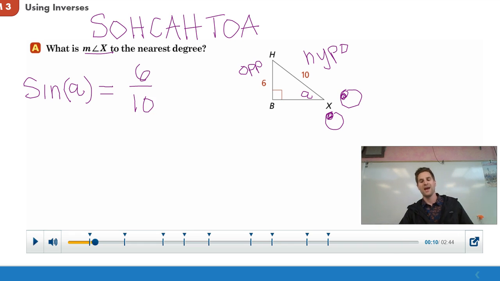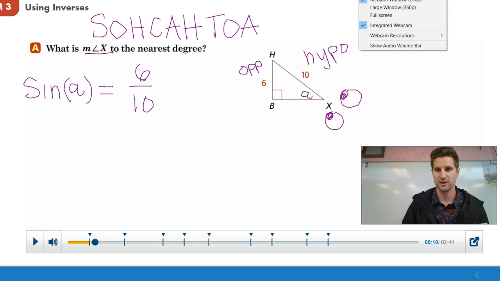Okay, how do I do this? Well, I want to get A alone. To get A alone, I have to get rid of sine. To get rid of sine, you do what's called the inverse of sine. So, all right. Again, let's go ahead and use our calculator.